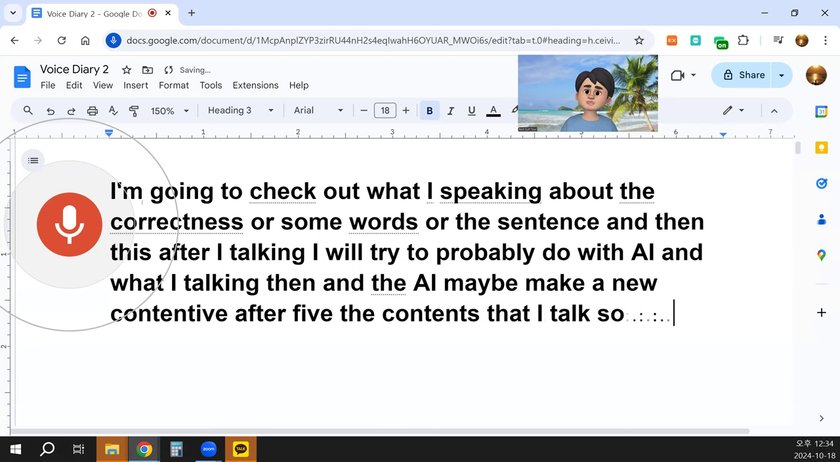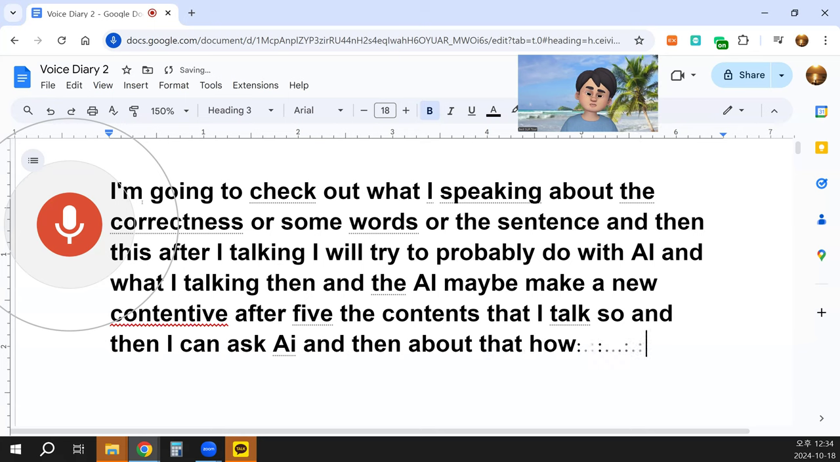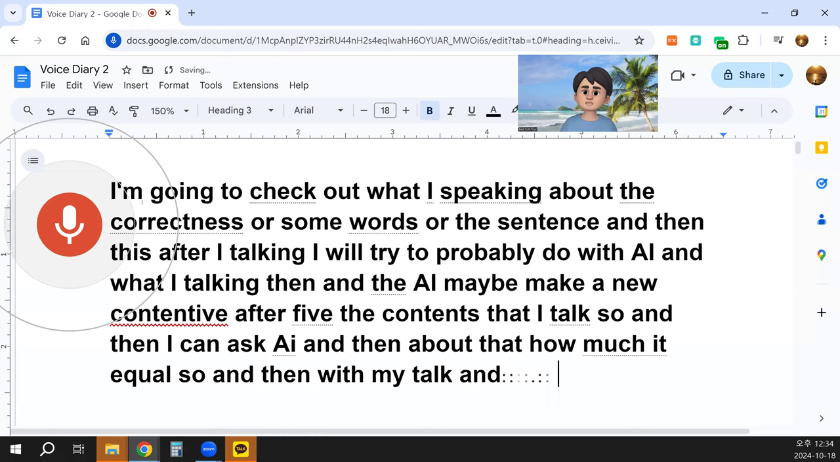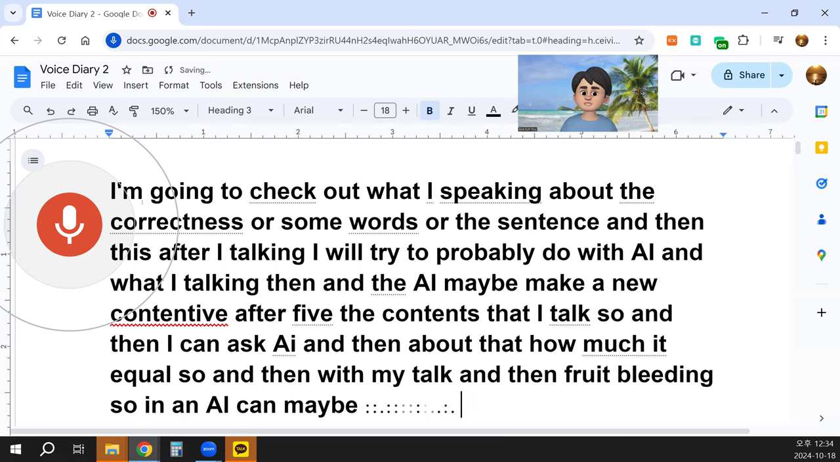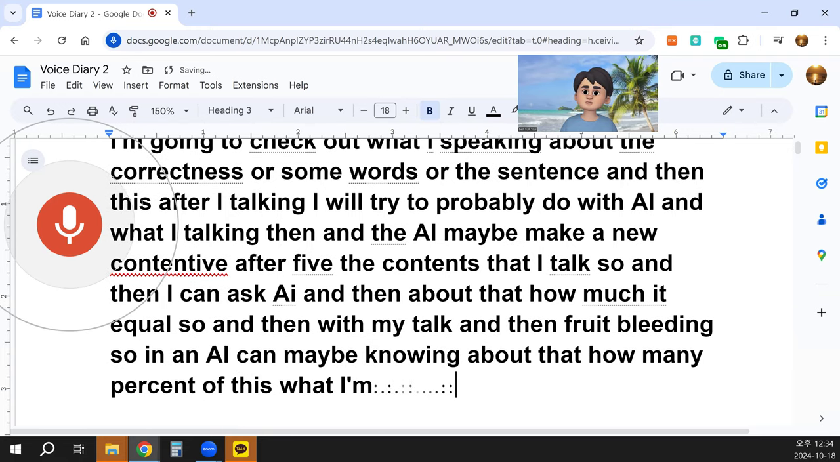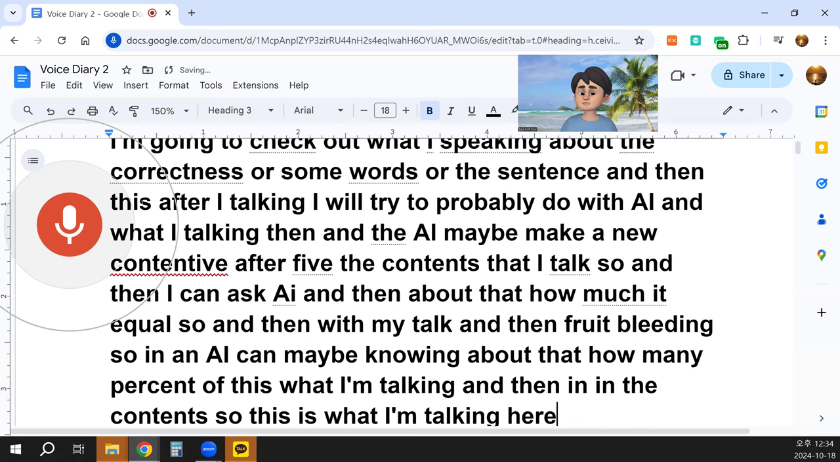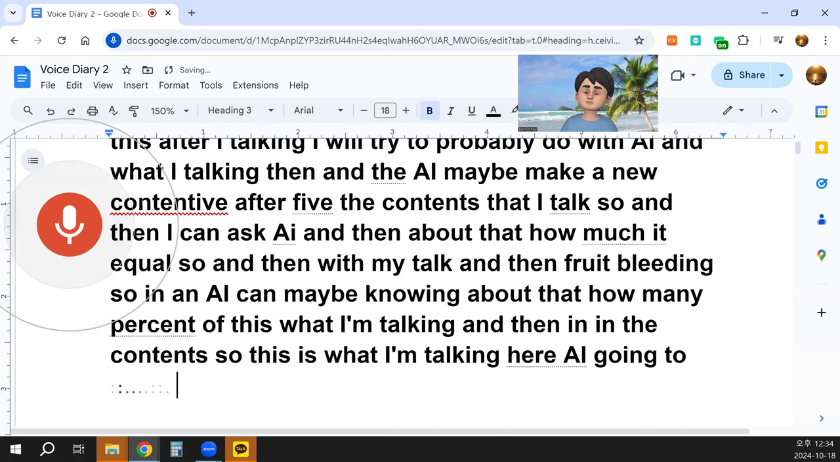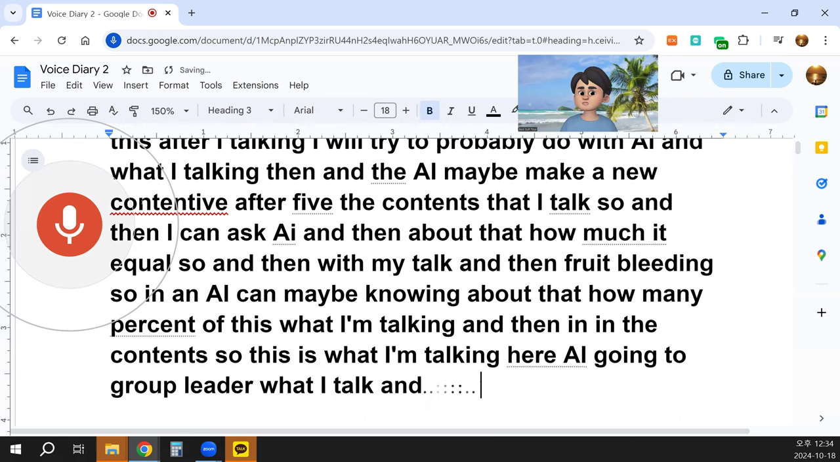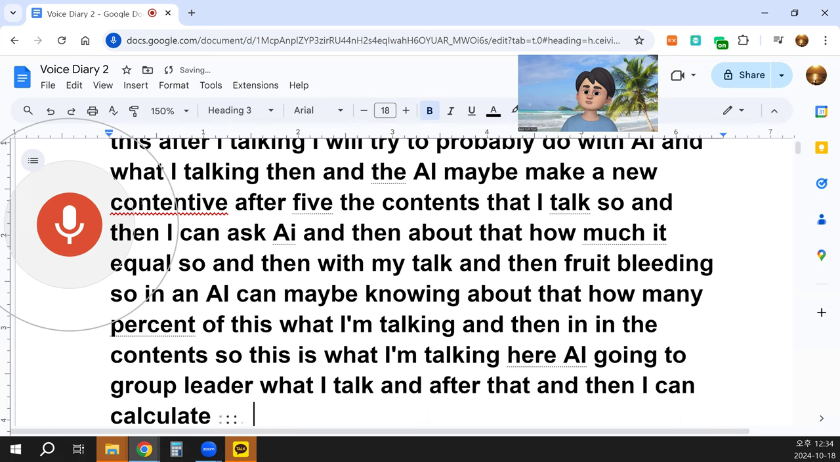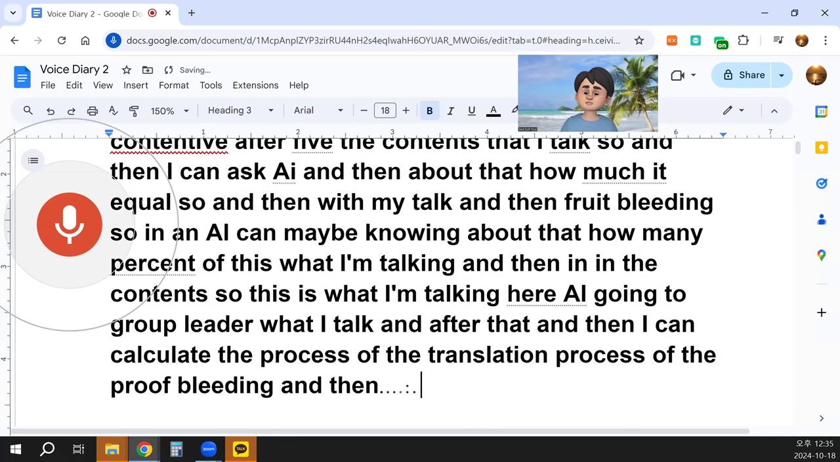Then I can ask the AI how much is equal between my talk and the proofreading. The AI may know what percent of what I'm talking about is the same in context. The AI is going to proofread what I said, and after that it can calculate the process of the proofreading, and the result is how much percent is equal.